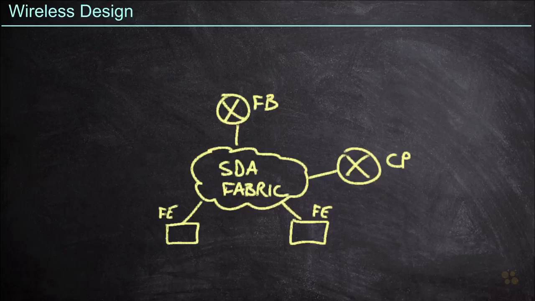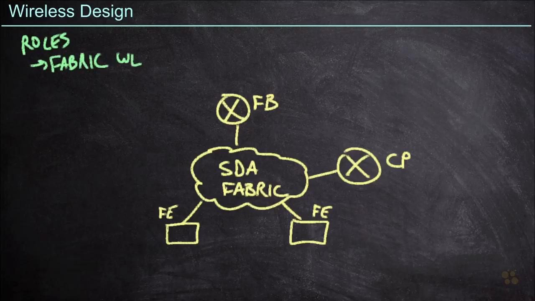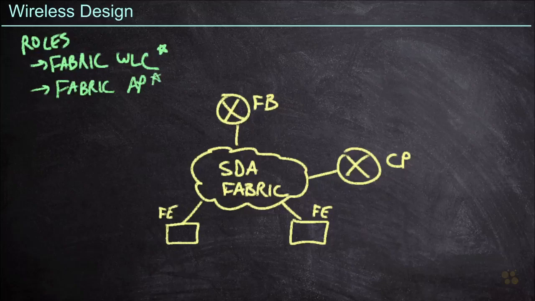So what does it look like to integrate our wireless with software-defined access? Well, the first step is making sure that we're compatible with that. We want to make sure that our roles are such that we can deploy a fabric wireless LAN controller as well as a fabric wireless access point. In the last video, we looked at the SDA compatibility matrix. And so we need to make sure that we have a wireless LAN controller that supports being part of an SDA environment, as well as access points that can participate in the SDA framework.